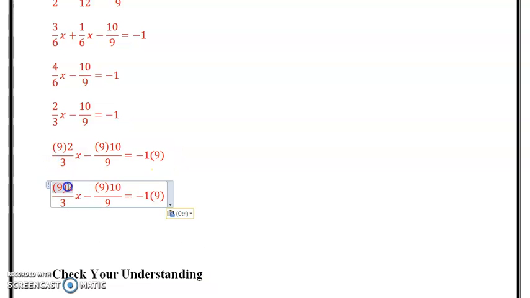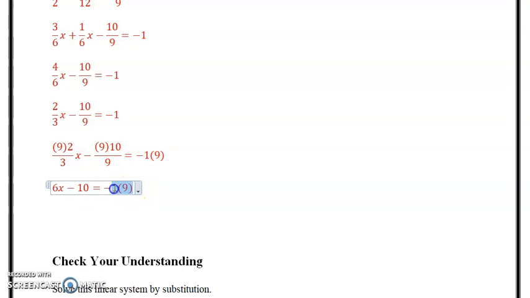So 9 times 2 is 18. 18 divided by 3 is 6. So that whole thing becomes 6. That's why we did it. 9 divided by the 9 leaves you with negative 10. And 9 times 1 is negative 9. Okay? And this is what you end up with right here.